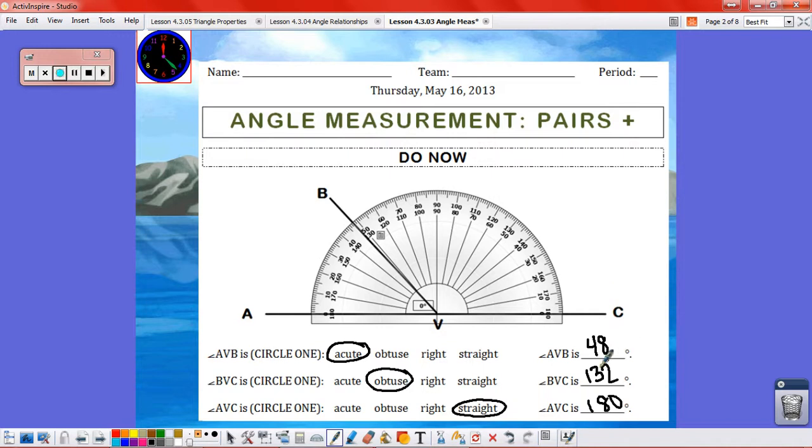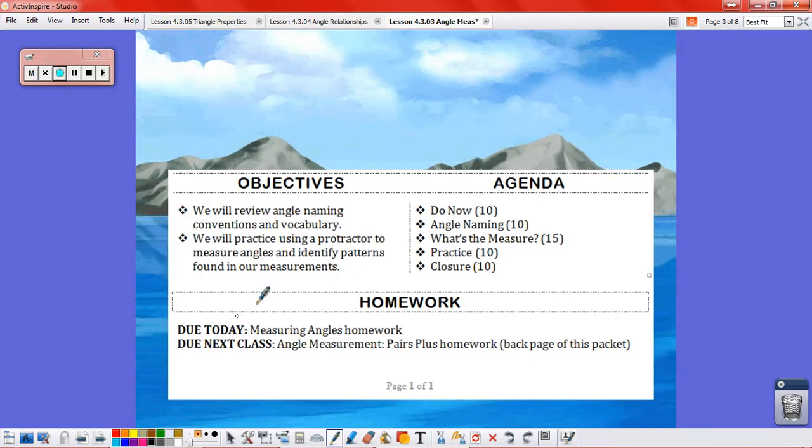So today's objectives are to review angle naming conventions and vocabulary, and to practice using a protractor to measure angles and identify patterns that we find when we make those measurements. And then here's your homework update and the agenda.